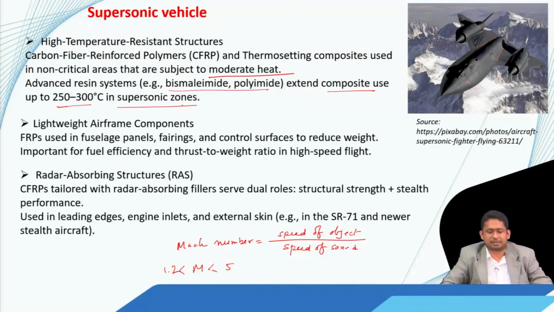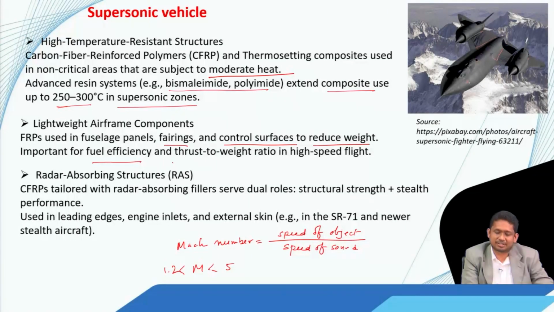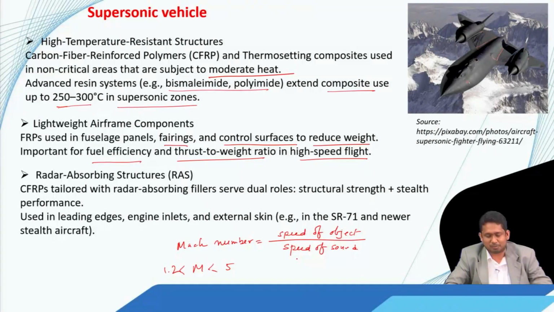There are lightweight frame components like fuselage panels, fairings and control surfaces where composites are used, and it reduces the weight, which is important for fuel efficiency and thrust to weight ratio in high speed flight. And again the radar absorbing capacity comes into the picture here.